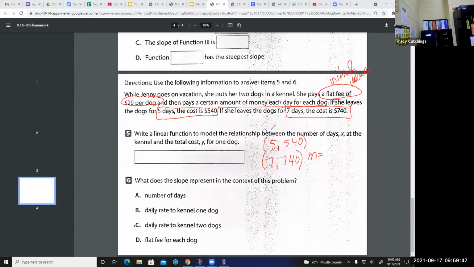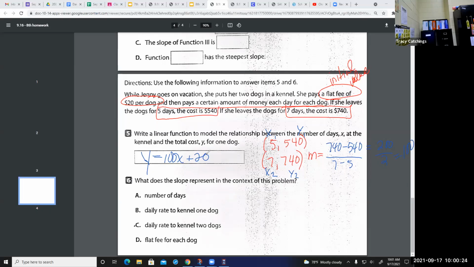So once again, our points are the same: x1, y1, x2, and then y2. So what's y2? Go back the other way. 7.40 minus 5.40, positive, and then 7 minus 5. Divide that 2.00 by 2. So what's our formula? 1.00x plus 20. Sometimes they'll give it to you in a scenario.